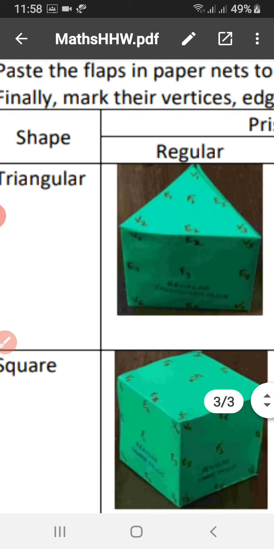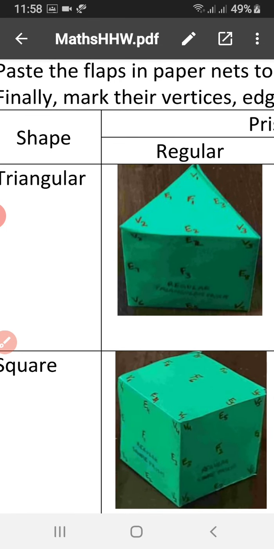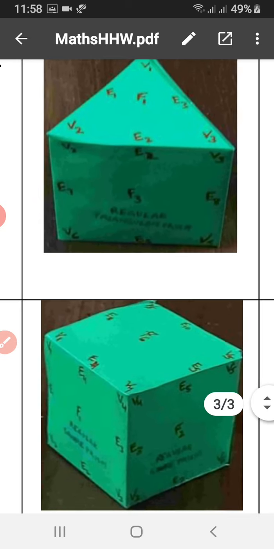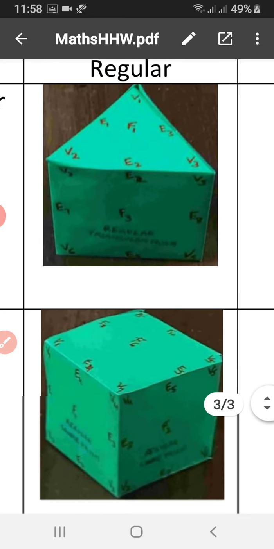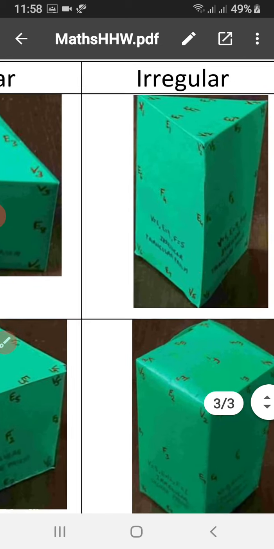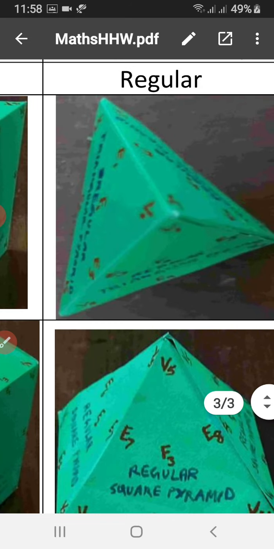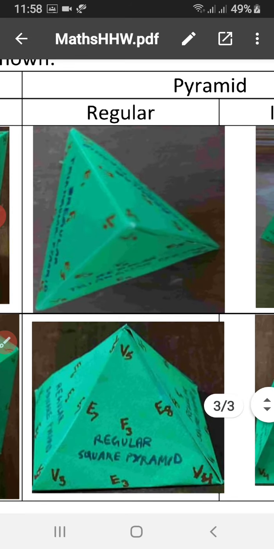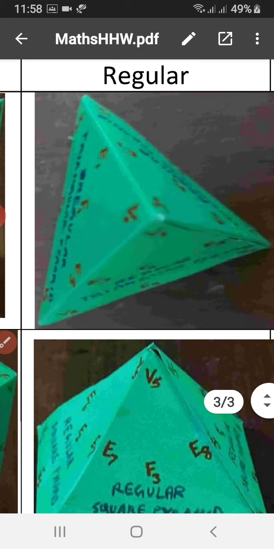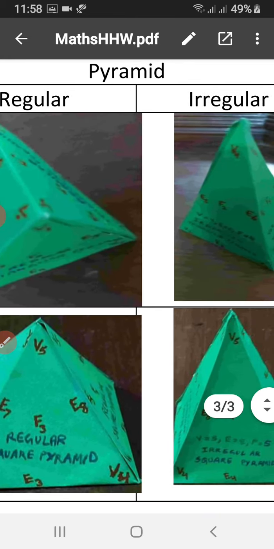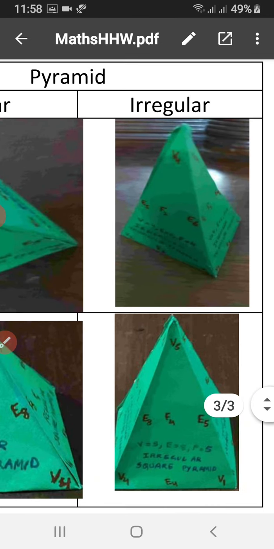See how beautifully the triangular prism and the square prism has been created. These are the regular ones and these are the irregular ones. Similarly, you see pyramids, triangular pyramid and a square pyramid. These are the irregular ones.